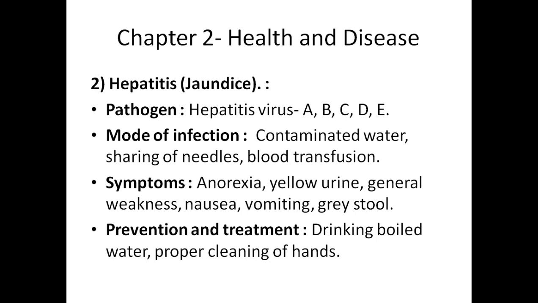Symptoms: anorexia, yellow urine, general weakness, nausea, vomiting, gray stool. So all these are the symptoms. With nausea and vomiting, you will feel uncomfortable, weakness will be there, yellow urine will be there. So these are all the symptoms that happen during jaundice, or you can say hepatitis. Prevention and treatment is drinking boiled water and proper cleaning of hands. Otherwise, there is no preventive measure and no medicine for this.